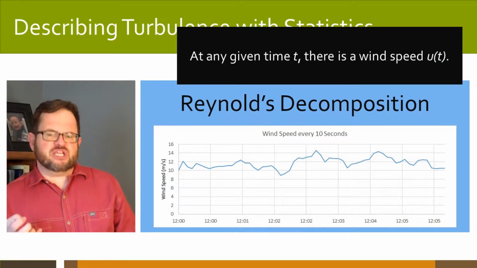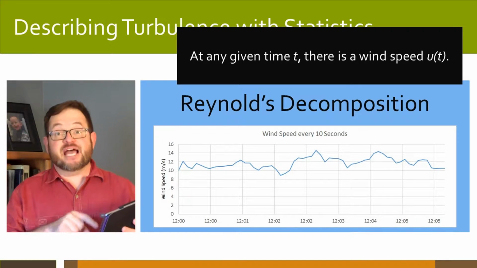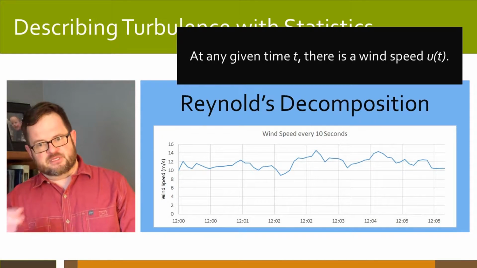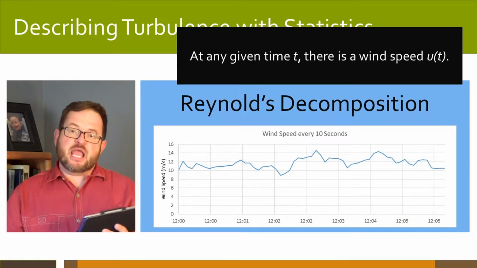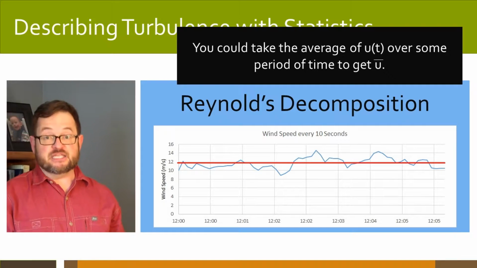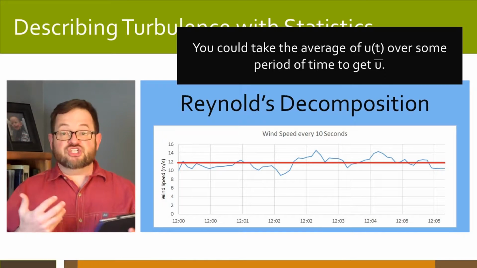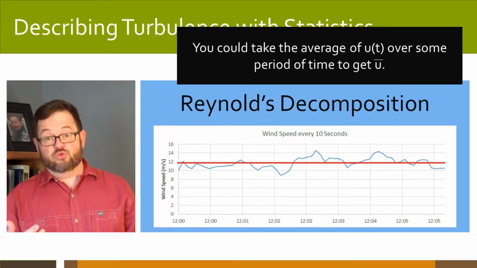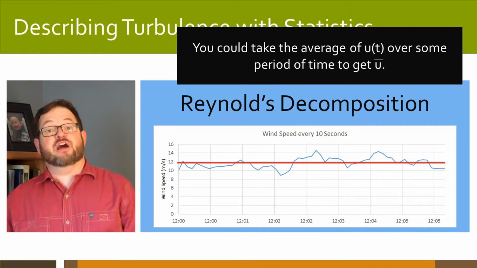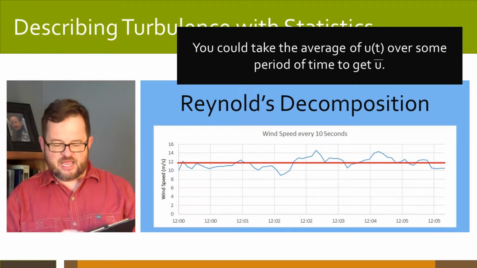Let's establish a notation here a little bit. Here I'm saying that this is a diagram where at any given time t, I'm going to have a wind speed u of t. That's just our notation. And if I took the average of u of t over a range of values of t, from a t start to a t end, I could actually compute an average value of u, which we'll use the notation u bar. So our u bar is our average value of u over some window of time.